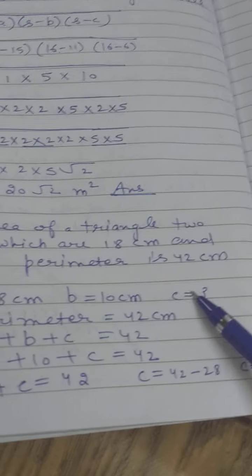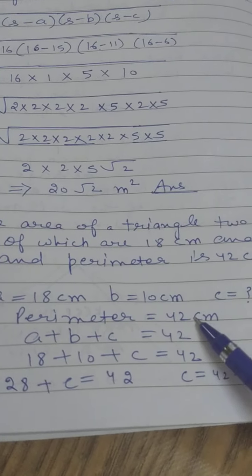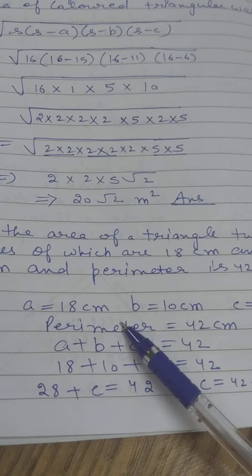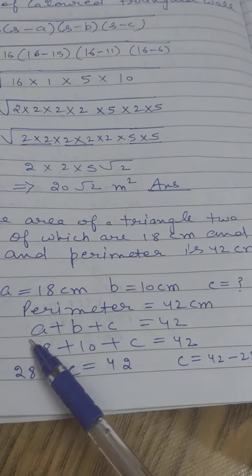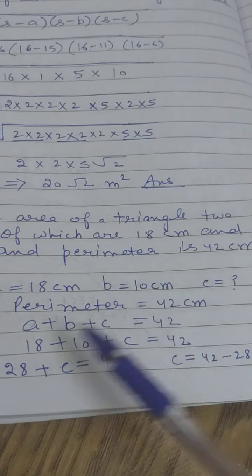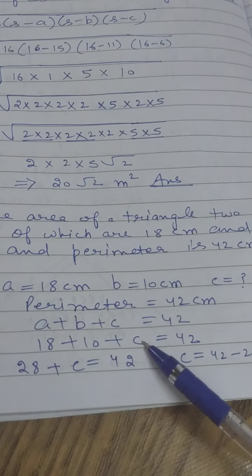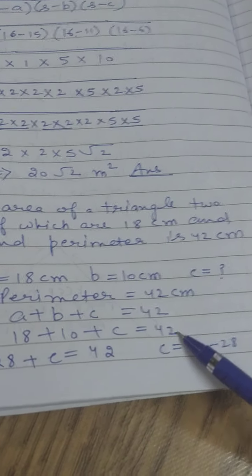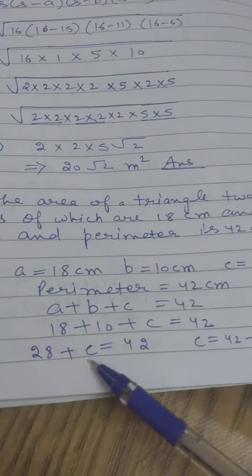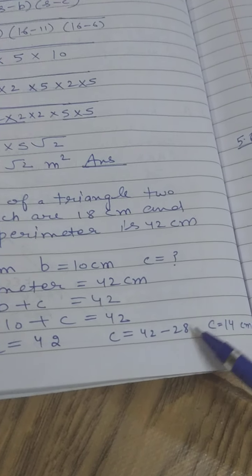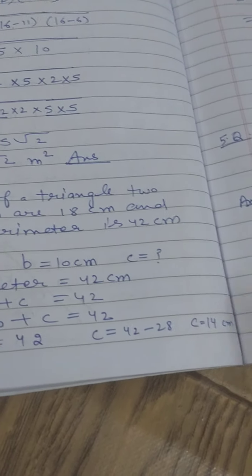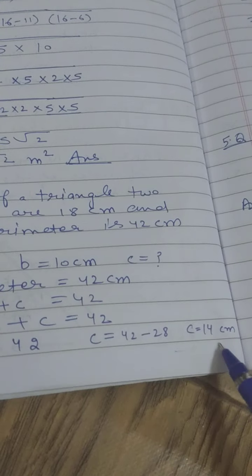Firstly we shall find the third side. We are given perimeter is 42 centimeter. We know that perimeter is the sum of all the sides of a triangle. Perimeter equal to a plus b plus c equal to 42. a is 18, b is 10, c we don't know, equal to 42. 18 plus 10 is 28, plus c equal to 42. Therefore c equal to 42 minus 28, c equal to 14 centimeter. Therefore the third side is 14 centimeter.